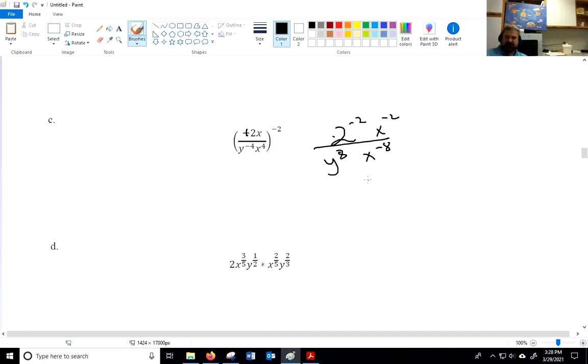And let's move everything around. So this will be 1 over, I get 2 down here. X down here. This x up here. And y to the 8th remains the same. This will reduce, because I can take 2 away from that, to x to the 6th. So x to the 6th over 2y to the 8th.